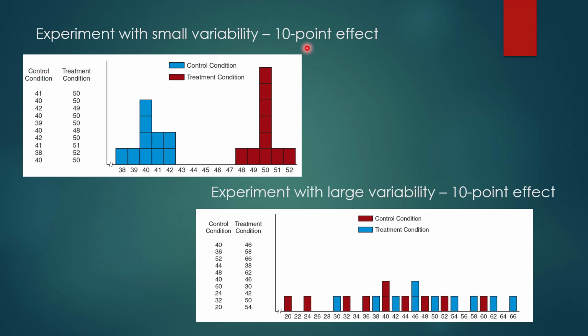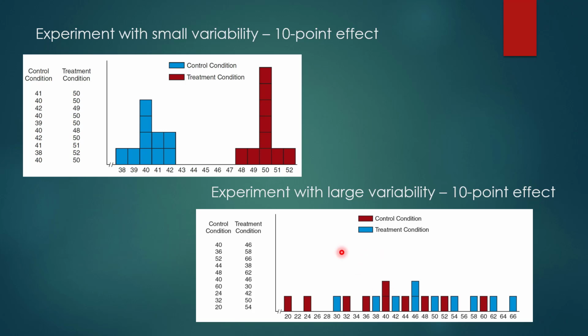So here we have a 10-point difference. The difference in mean between the control condition and the treatment condition is 10 points, between 40 and 50. Now you can see here we have a nice small variability, going from 38 to 42. It's only a 4-point range. And same with here in our treatment condition. Now if we look down here, we still have a 10-point effect, but we can see our variability is now going from 20 all the way up to 60. We now have a 40-point range, and here, that's in our control condition.